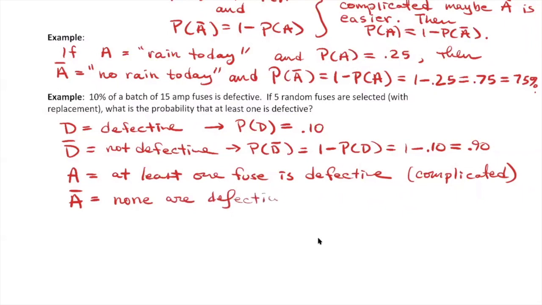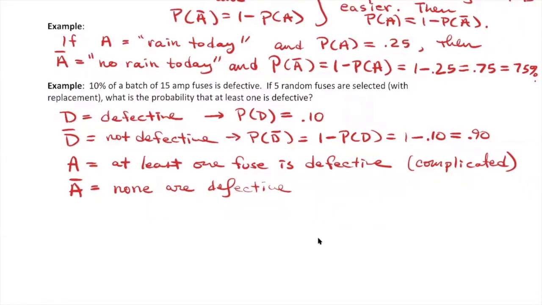Now that's actually super easy. That can only happen in one way, where at least one could be 1, 2, 3, 4, or 5 that would be defective. That can happen in 5 ways. The complement can only happen in one way. So this is a perfect example. Sometimes the complement can happen in fewer ways, so the probabilities are less complicated. And that's why you would use this. So the probability of A is what you're asked here, but this is 1 minus the probability of A complement, which is easier, okay?